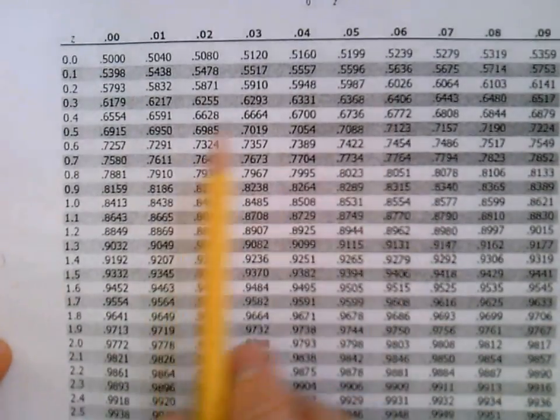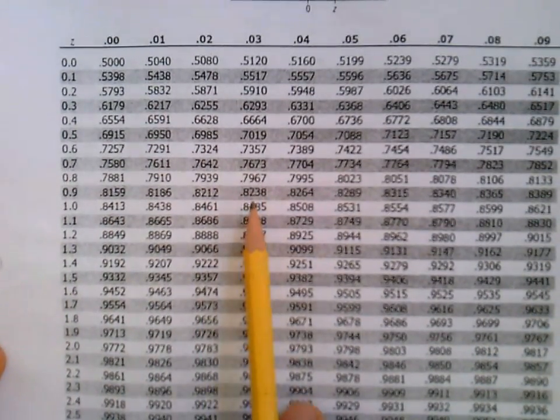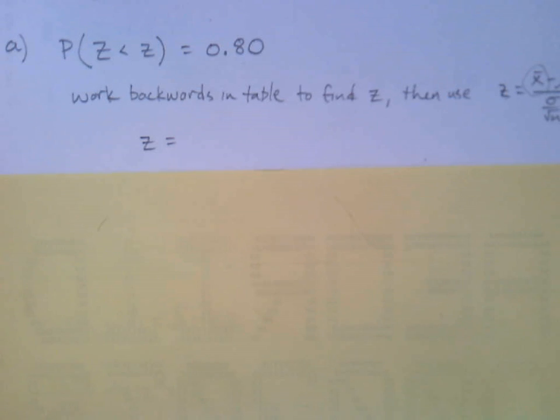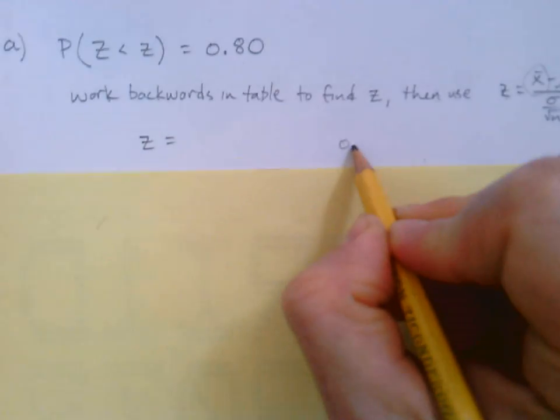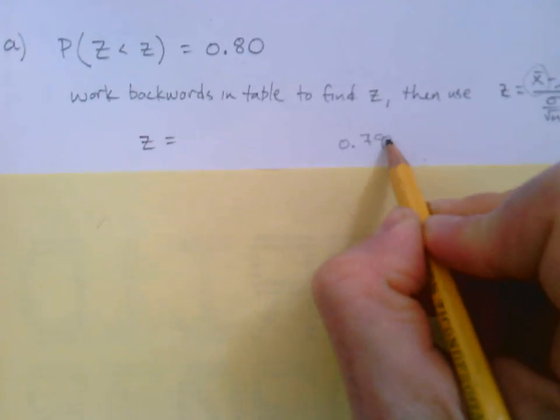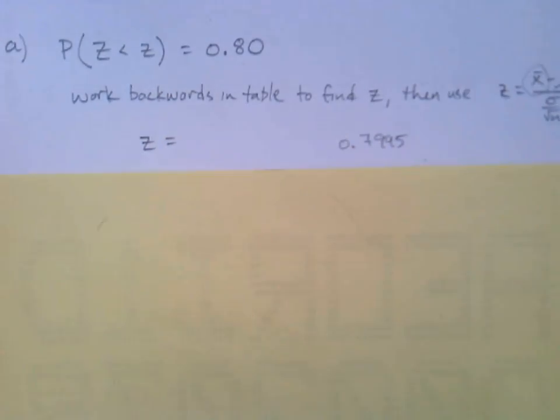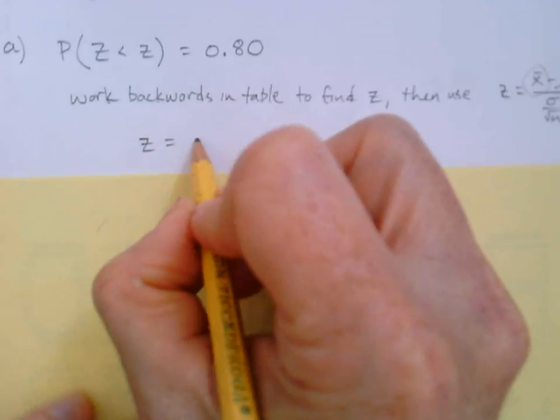We're going to start looking in here, and we can see something close already. I'm going to give you guys a chance. You might want to pause the video here, look through the table, and find the closest thing you can to 0.80. And I'll do the same. Okay, so I got it. If you're still looking, pause the video. The closest thing that I found was 0.7995. And that came from z equals 0.84.